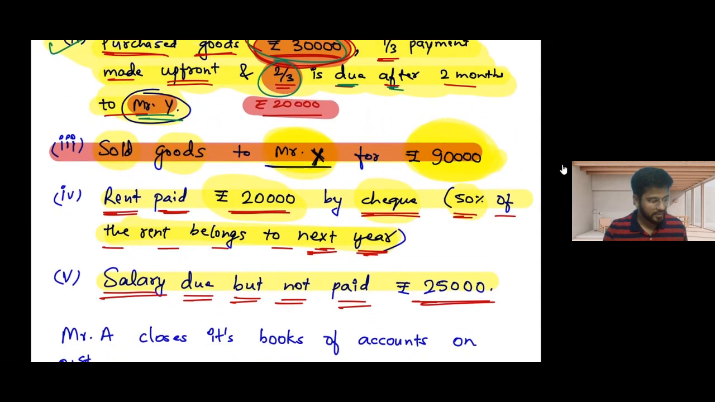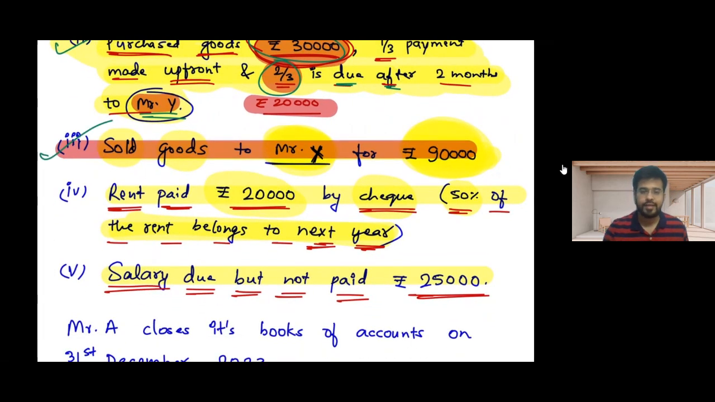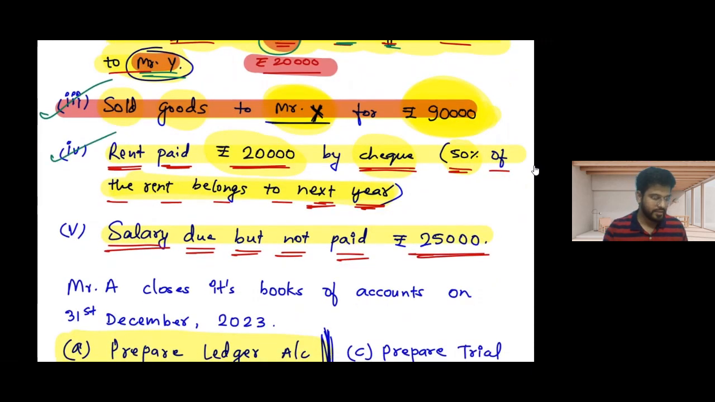Then sold goods to Mr. X, that is X account debit 90,000. X will give me the money, so X is a debtor, that is an asset. And to sales account 90,000. Then we have the rent paid 20,000 by check, 50% belongs to the next year. So rent account debit 10,000, that is the expense for the current year. Prepaid rent account debit 10,000, that is the expense of the following year. And to bank account, that is 20,000 because it is paid by check.